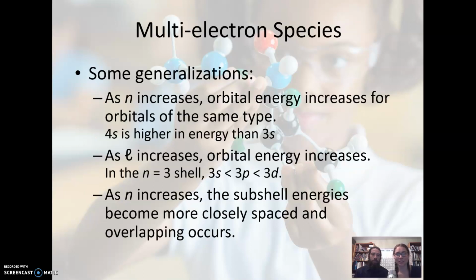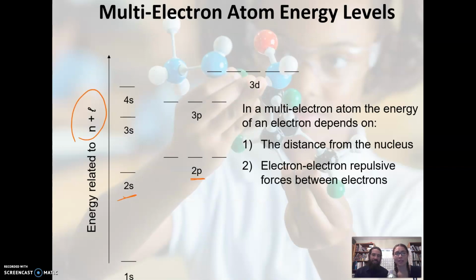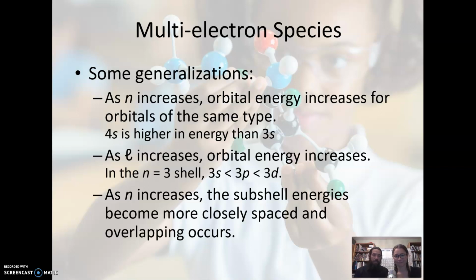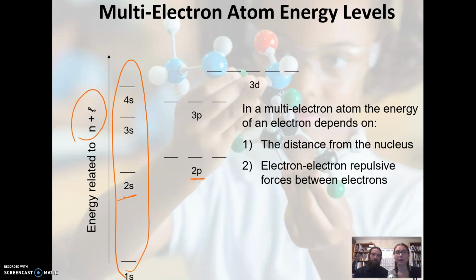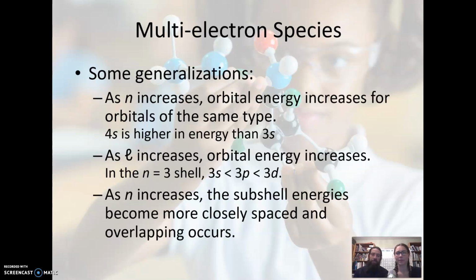Some generalizations here. As n increases, the orbital energy increases for the same type, so 1s is lower energy than 2s, etc. What we mean by type is whether it's an s orbital or a p orbital. As l increases within the same n, the energy also increases. Comparing 3s, 3p, and 3d, you can see how the energy is increasing as l is increasing. Here l goes from 0 to 2: 0 for s, 1 for p, and 2 for d.